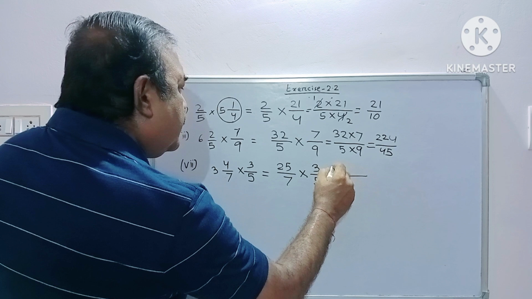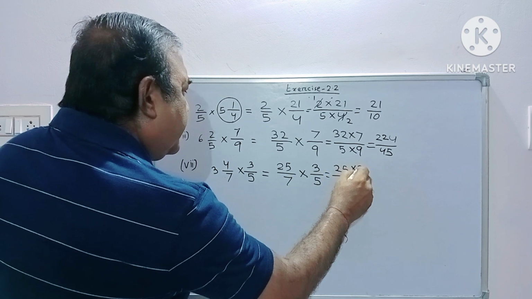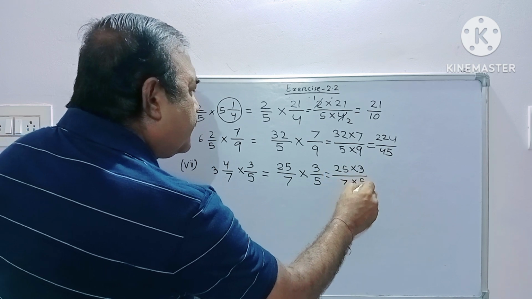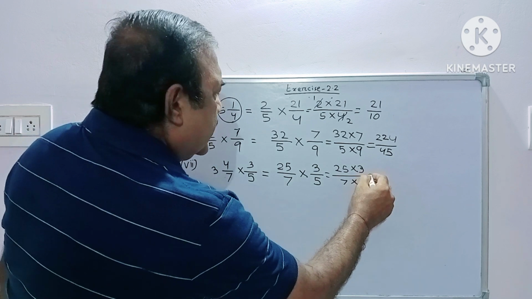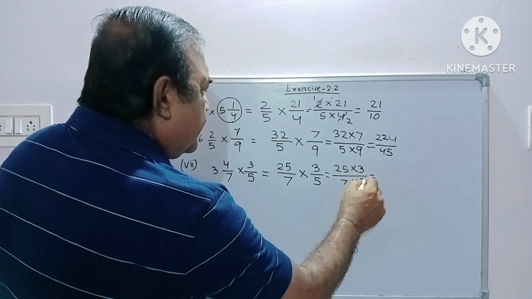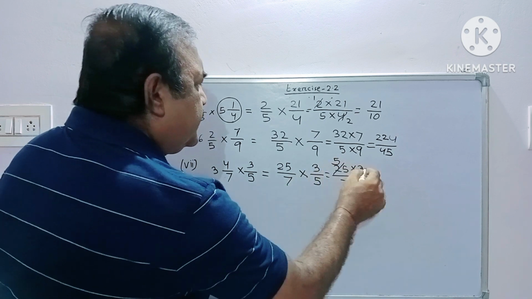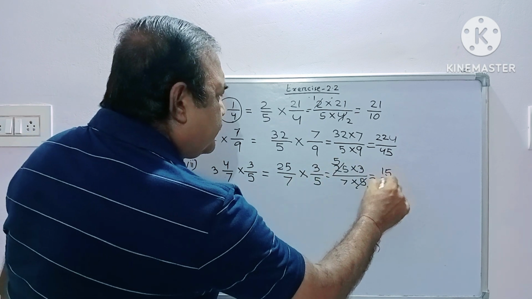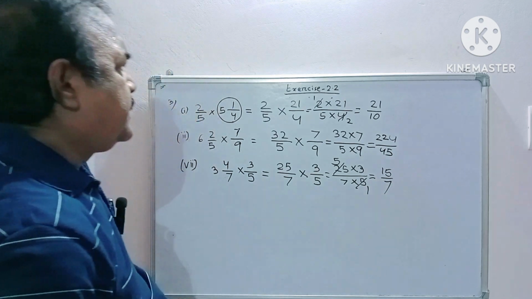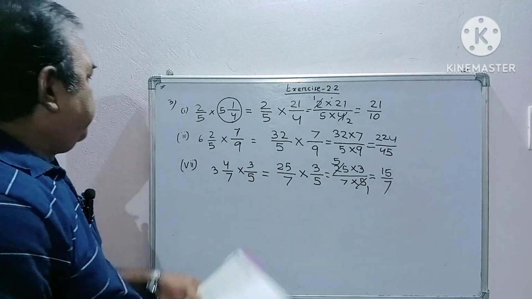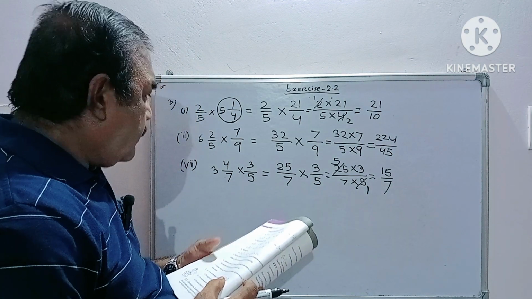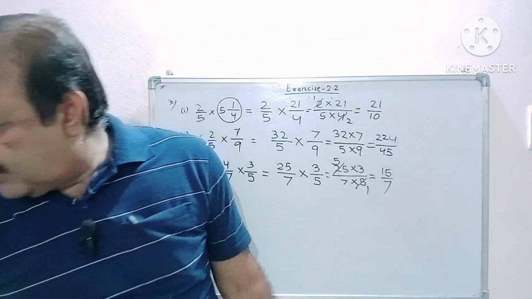That is equal to 25 into 3, 7 into 5. Here, that is equal to, you see, 5 1s are 5, 5 5s are 25, so 5 3s are 15, 15 upon 7. So this is the answer. Like this, you will have to do. Let us move to question number 4.